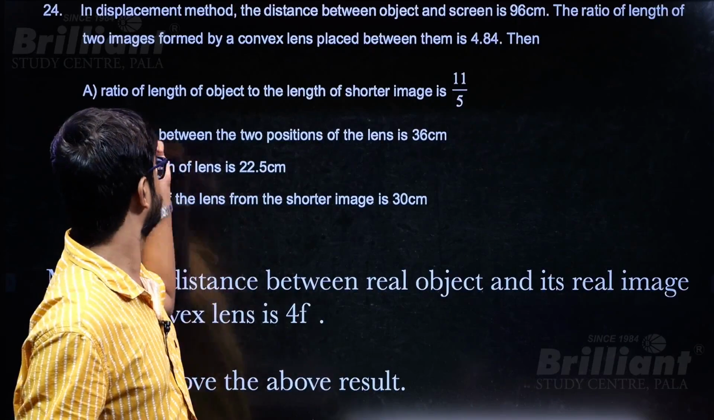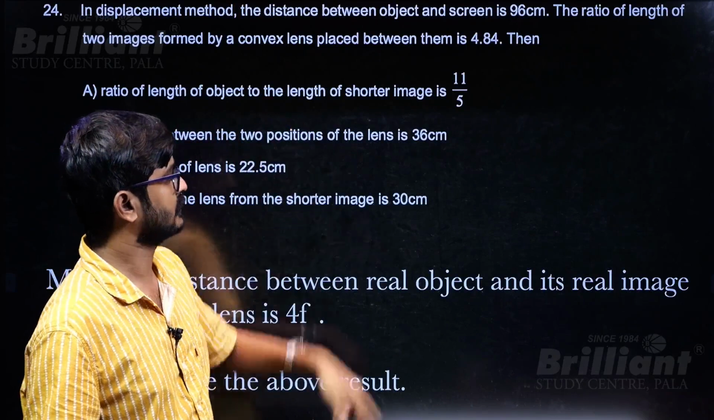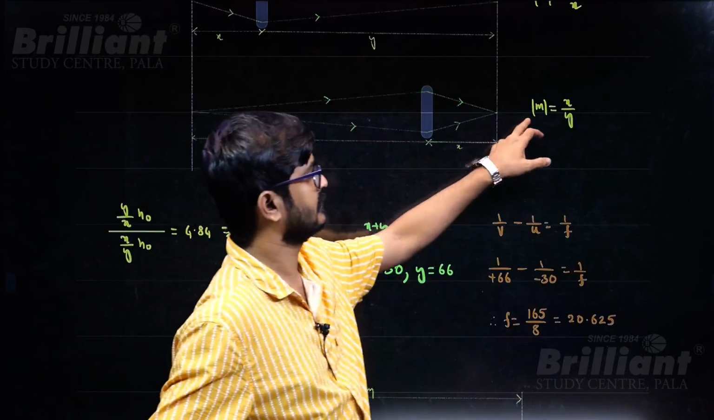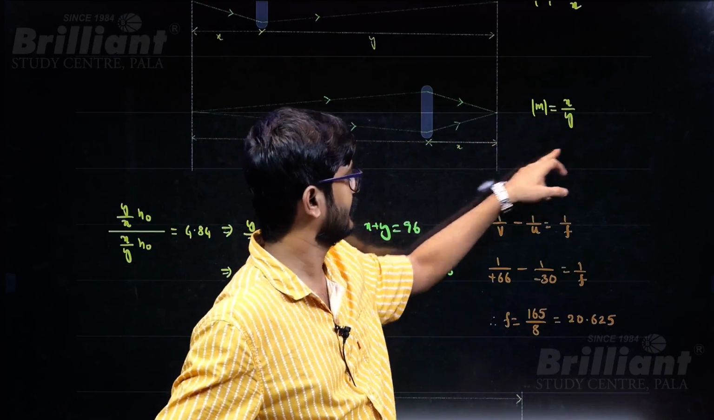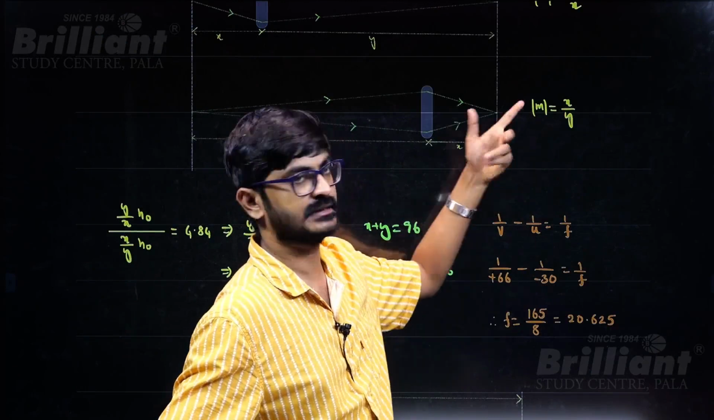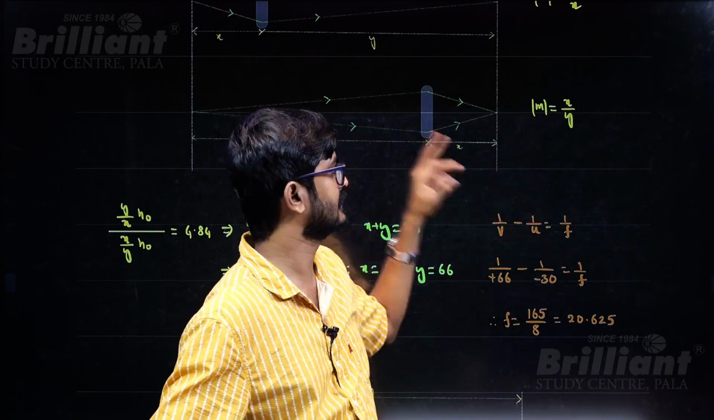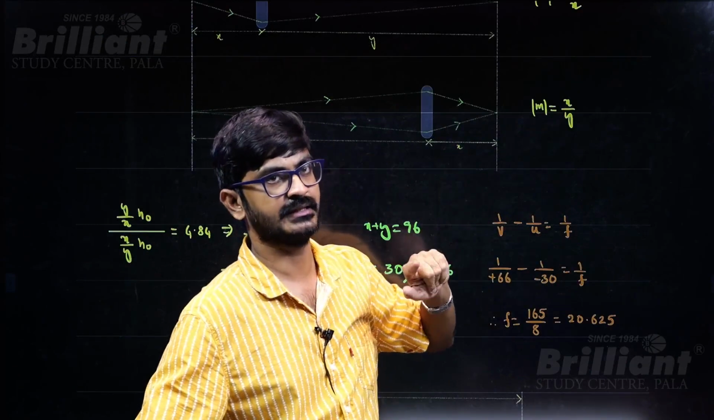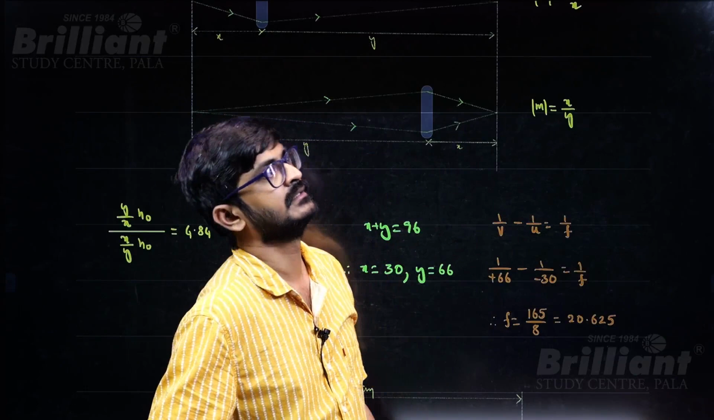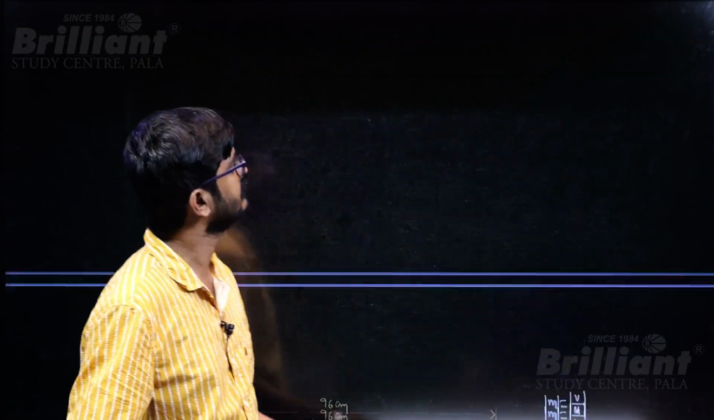Distance between the two positions of the lens is 36 centimeter. Yes, we have seen. The ratio of length of object to length of shorter image: height of shorter image by height of object equals x by y, that is 30 by 66. But they are asking the opposite. Height of the object by height of the shorter image will be y by x, that is 66 by 30, which you will get as 11 by 5.